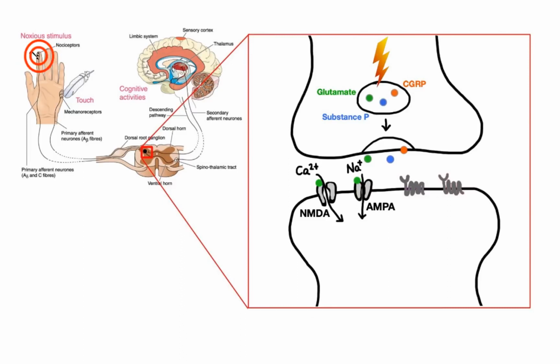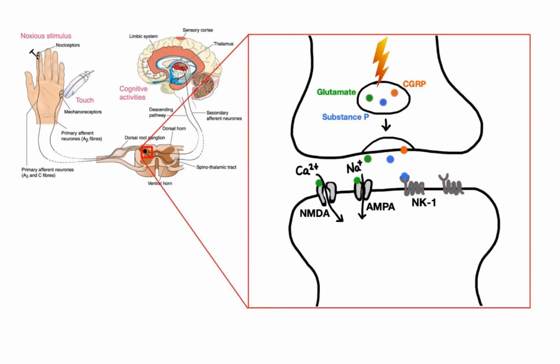Substance P, on the other hand, binds to the neurokinin 1 receptor, NK1 for short, which leads to intracellular signaling that involves activation of arachidonic acid pathways, nitric oxide synthesis, and activation of NMDA receptors.